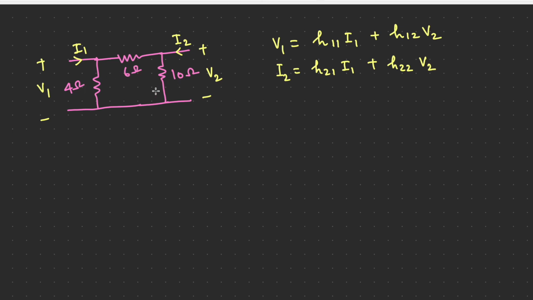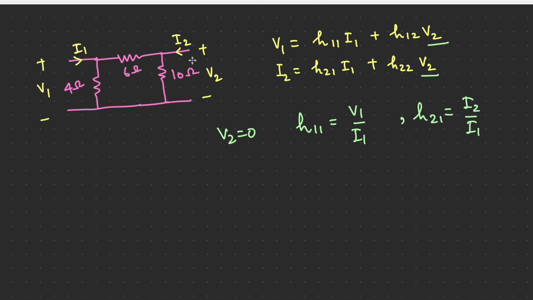So now let us solve this problem where we have a 4 ohm resistor, a 6 ohm resistor and a 10 ohm resistor forming a pi network. So from here, if I take V2 equal to 0, I will get H11 and H21. So H11 will be V1 upon I1 and H21 will be I2 upon I1. So let's calculate that.